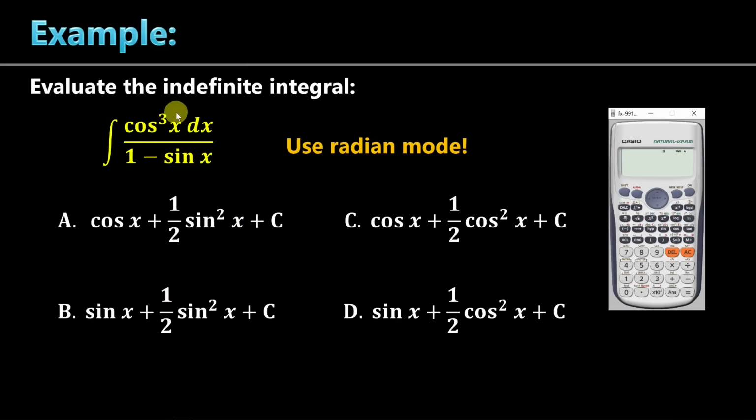Paano? Computein ang numerical value ng given. Okay? So, cosine x pero naka-cube siya. So, i-cube natin. Ayun yung cube. Ayan. Tapos, lagyan natin ng fraction sign para makapaglagay tayo ng denominator na 1 minus sin x.